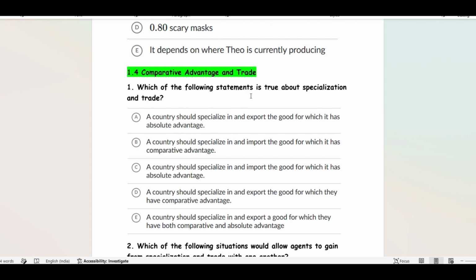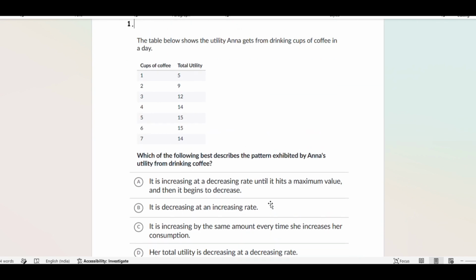This was the first question. Which of the following statements is true about specialization and trade? So what's the answer? Okay, it's option D. A country should specialize in and export the good for which they have comparative advantage. All right. Okay, moving to the next one.